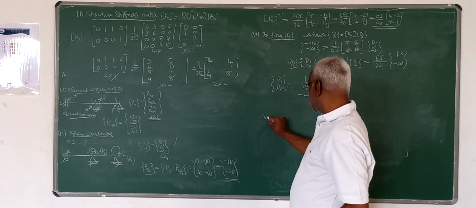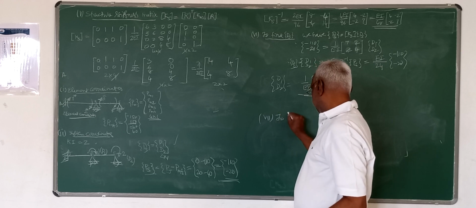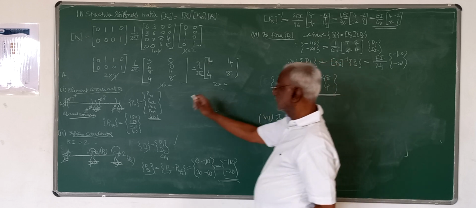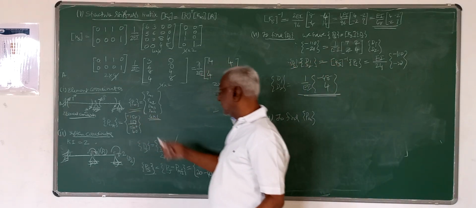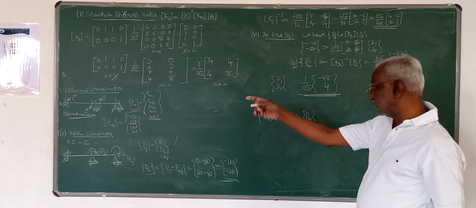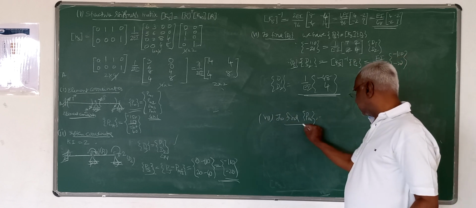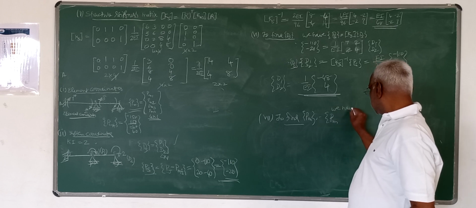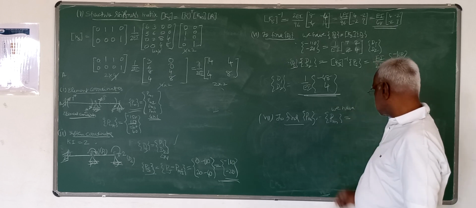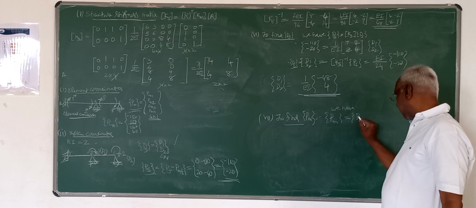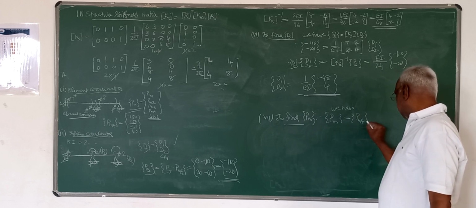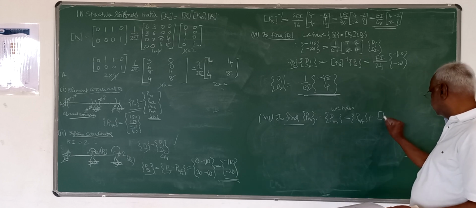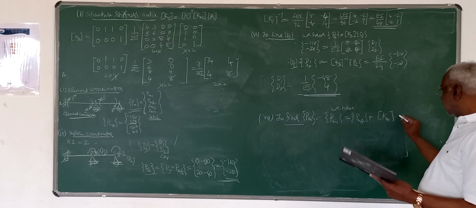Then the last step, the 7th step, is to find Pm, that is the member end forces in the element coordinates. For that we can use this equation. We have Pm is nothing but, this formula you can remember, Pm is nothing but Pmf plus Km into Dm.